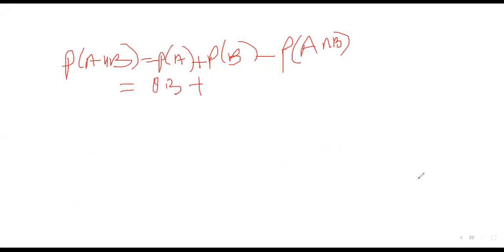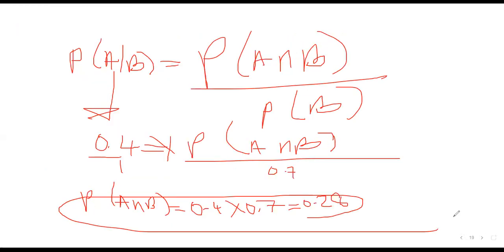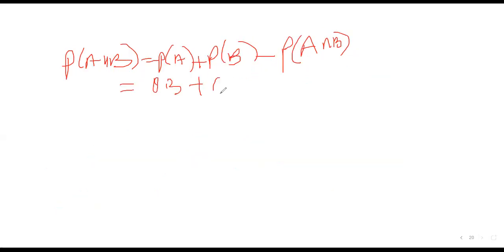Probability of B is what? 0.7. Then the intersection set is what we found: 0.28. So you can get 0.3 plus 0.7 minus 0.28. What answer did you get? 0.72. Correct.